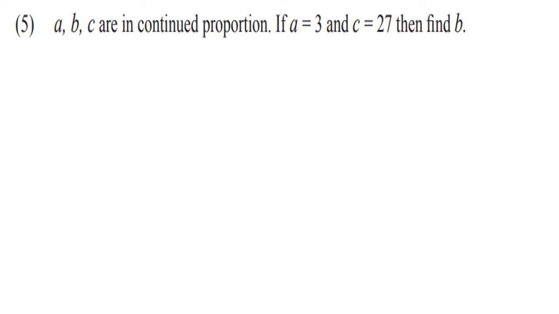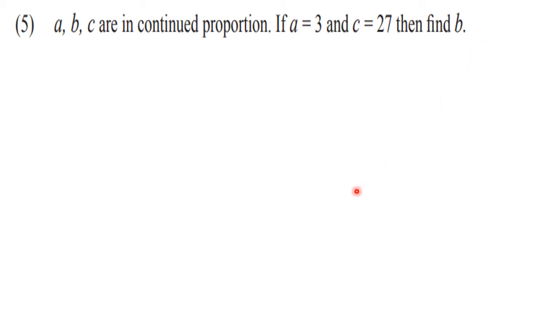Question number 5. A, B, C are in continued proportion. If A is equal to 3 and C is equal to 27, then find B. So this question is a little bit similar to the previous one. Here we are told that they are in continued proportion, so we can write down B square is equal to AC. And here the values of A and C are given and we need to find out B.